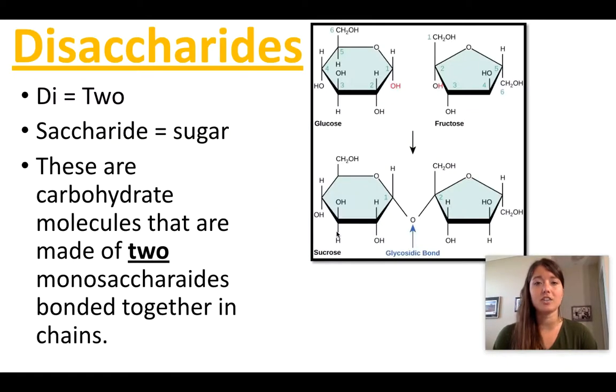Our second is called our disaccharides, di meaning 2, saccharide meaning sugar. So carbohydrates made of 2 sugars bonded together. So in this picture, I can see my glucose and my fructose, and they come and bond together through this glycosidic bond, and then they form a disaccharide.